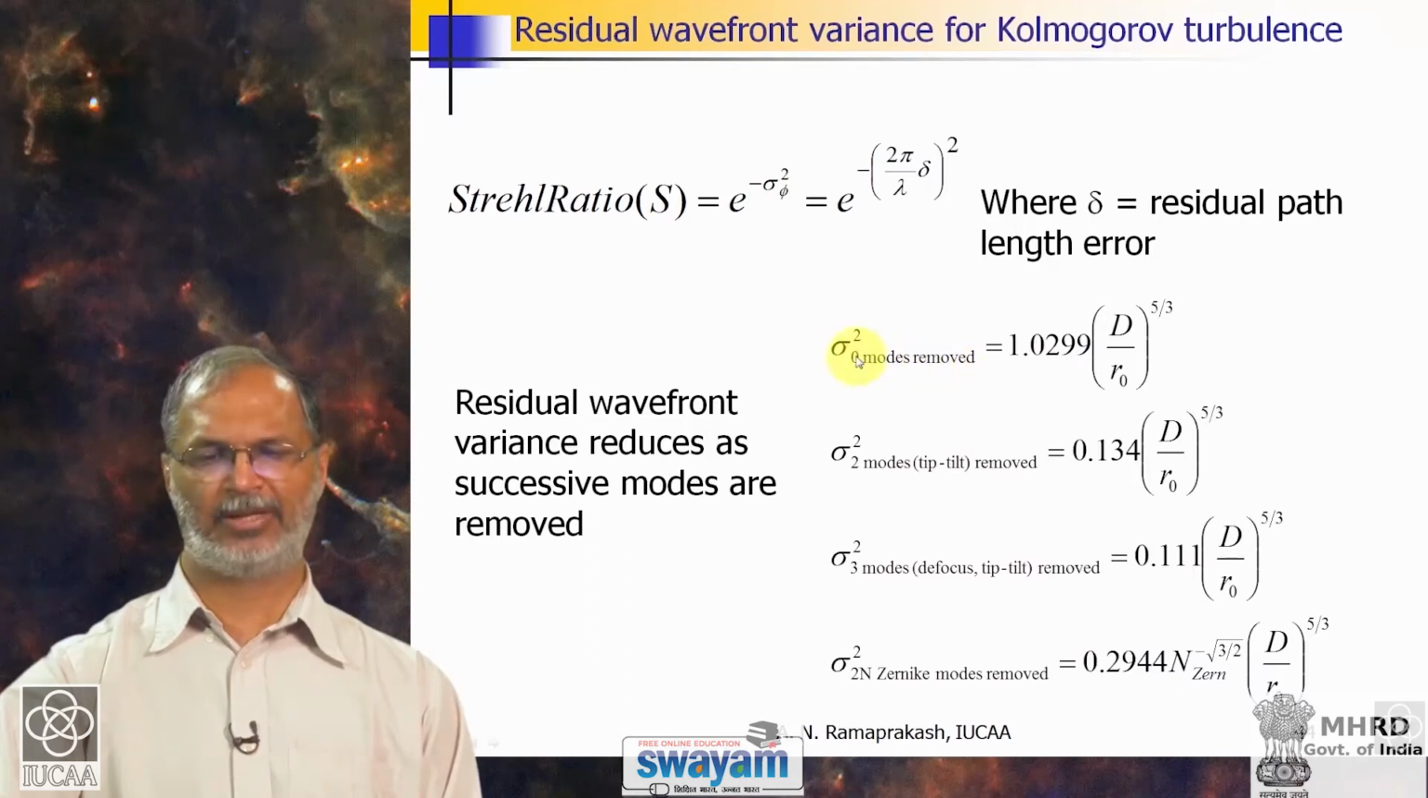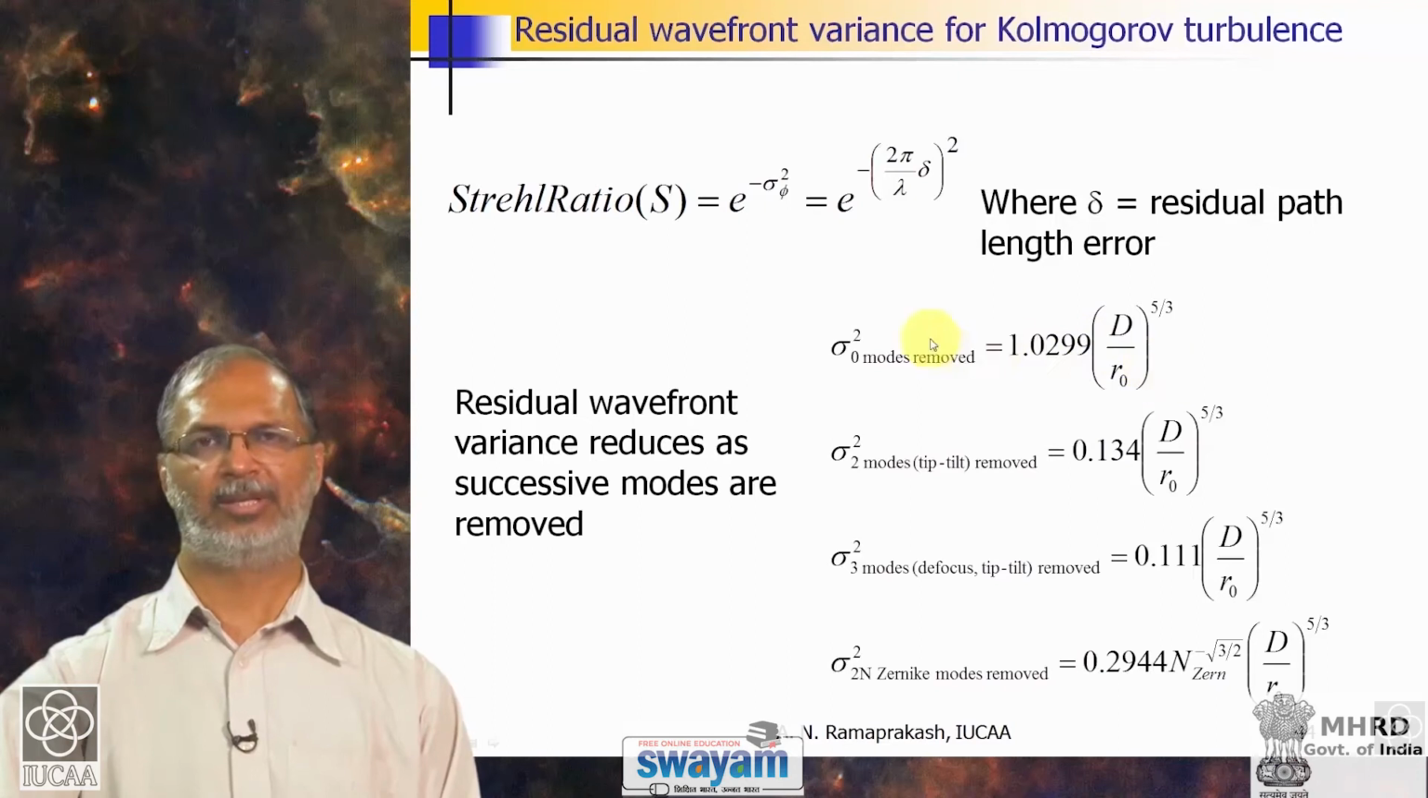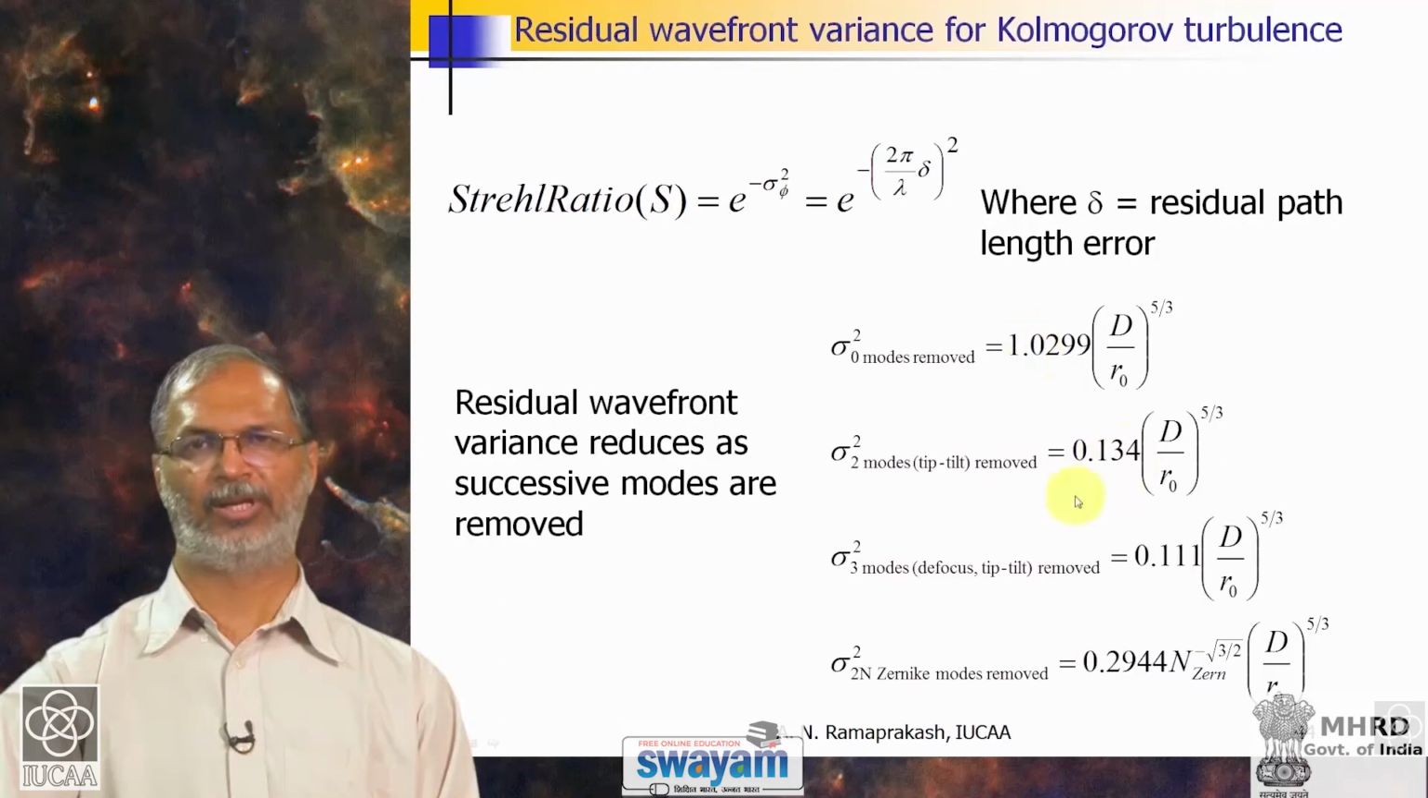So, for example, with the diffraction limited image where no modes are removed, you get an image which is roughly given by D by r0 raised to 5 by 3, which we previously explained. This is the atmosphere limited image residual aberration. But if you remove just the overall tip and tilt, that residual aberration immediately reduces to 0.134 instead of 1 here. And similarly, as you remove higher and higher order aberrations, you end up getting smaller and smaller residual aberrations, and when you plug in that smaller residual aberration in this power here, you get better and better Strehl ratios.